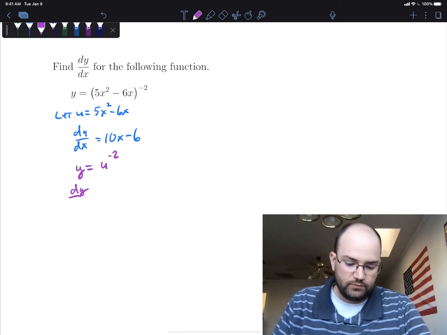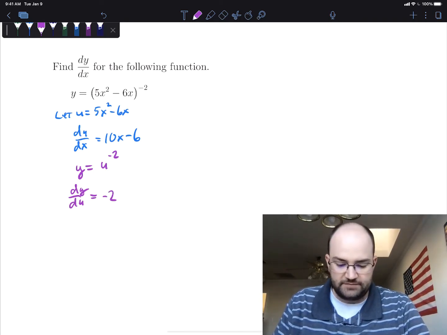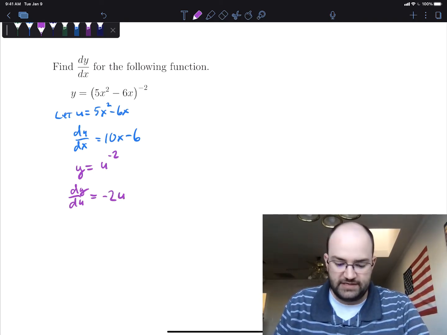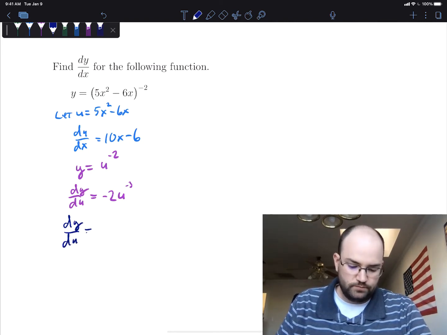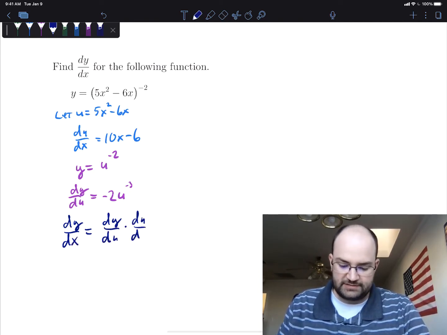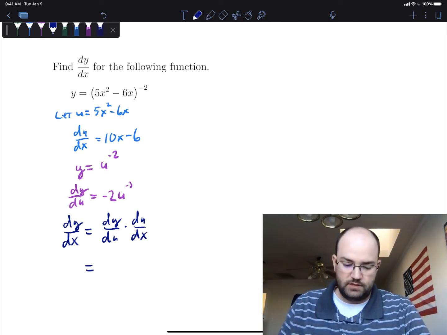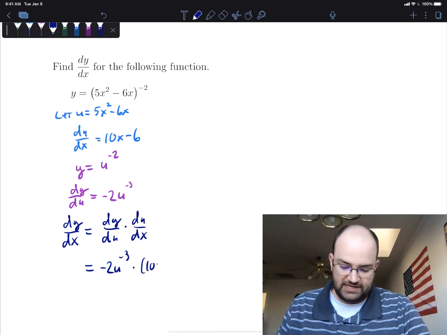So the derivative of y with respect to u: take the derivative of u to the negative 2. Bring that down, which gives me negative 2, u to the negative 2 minus 1, which is negative 3. Awesome. So dy/dx will be dy/du times du/dx. And then just replace them with what they are. dy/du is −2u⁻³, times du/dx, which is 10x − 6.